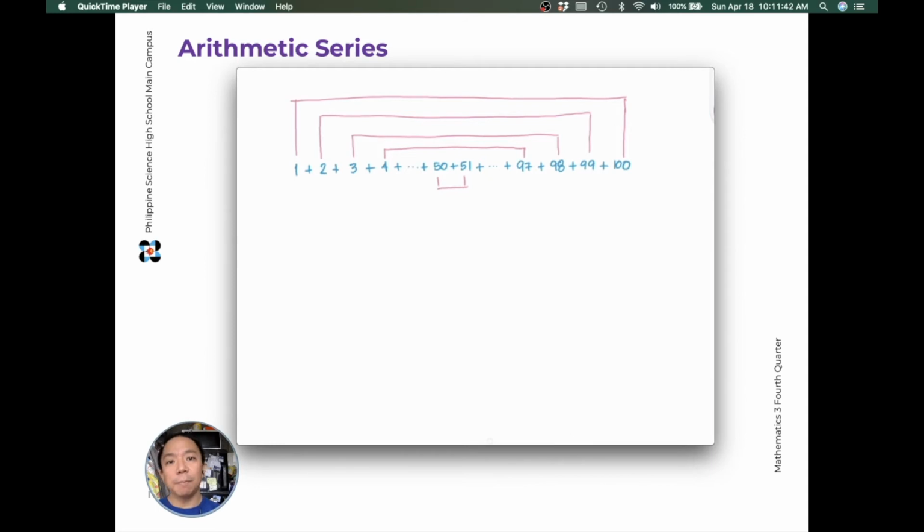Ano yung magiging sum ng bawat pair na yan? So, as you could observe, they all add up to 101. Tapos, ilang pairs yung meron tayo sa setup na to? Since each pair adds up to 101, and we have a certain number of pairs na each adding up to 101, if we just multiply yung 101 with the number of pairs that we have, then we'll get yung sum from 1 to 100. So, how many pairs do we have? And that's just 100 divided by 2, or 50 pairs. And 101 times 50 is 5,050.